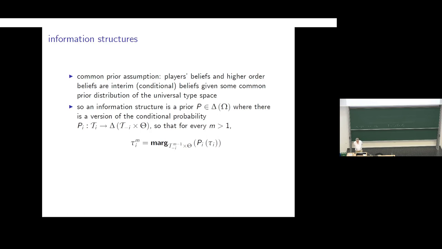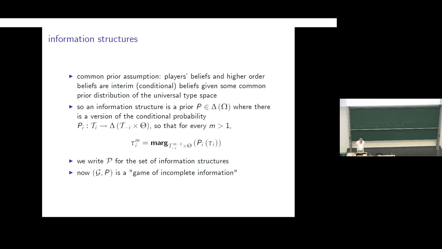Okay? So an information structure is a prior with the important property that there's a version of the conditional probability for i, that is the probability over everything else, conditional on what his type or hierarchy is, with the property that his nth order beliefs, as defined earlier, are in fact the marginal of this conditional belief over the (n minus one)th order hierarchies and the state. Okay? So that's my definition of an information structure. Okay? So I'll write calligraphic P for the set of all information structures.